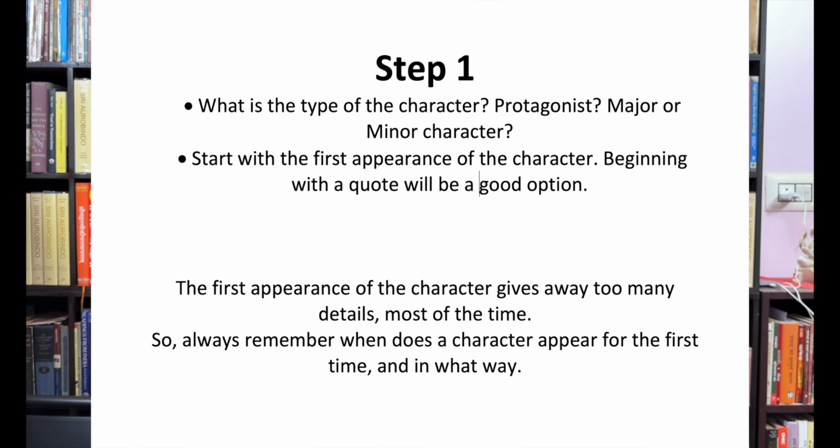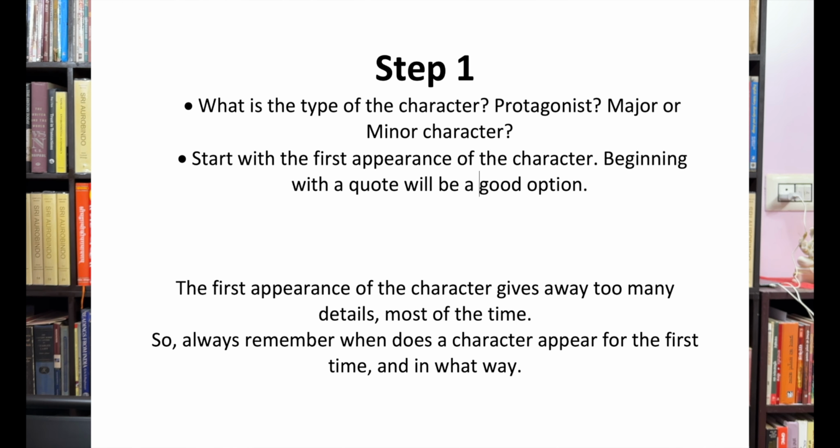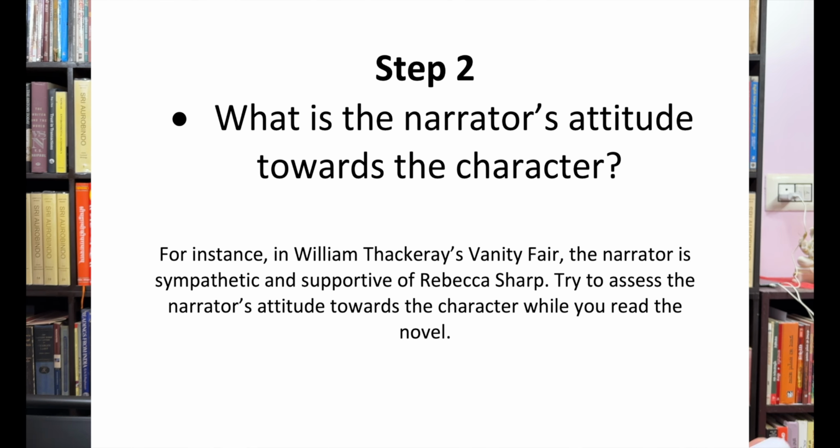So we'll begin with the very first appearance of the character, and before doing that, do remember to decide about the role of the character. Is he or she a major, minor, or the protagonist himself or herself? Now after doing that, you have to put the first appearance, and it would be better if you begin with a quote about the character's first appearance. And after noting down the first appearance, you can mention the narrator's attitude towards the character throughout the work of literature.